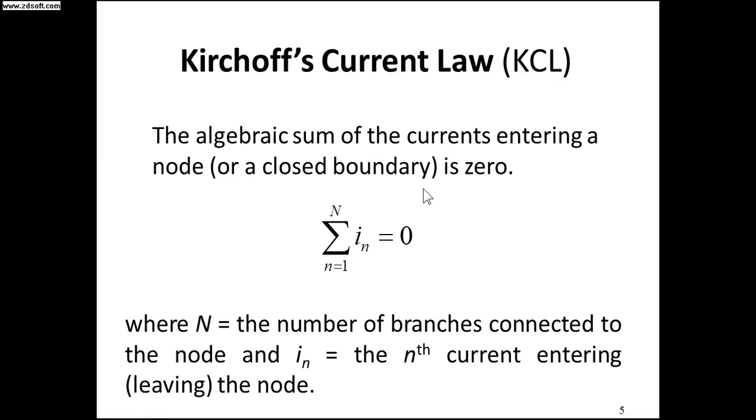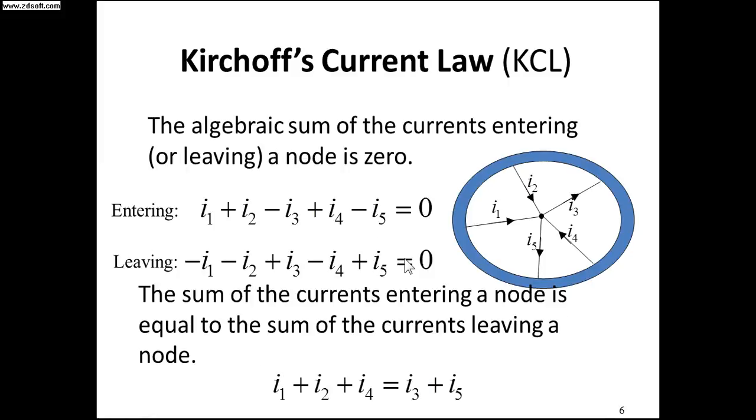In Kirchhoff's current law, the algebraic sum of the currents entering a node is equal to the currents leaving the node. So the sum of the currents at any node is equal to 0. You can write the expression for Kirchhoff's current law for the given circuit, where we have only one node. Currents I1, I2, I4 are entering, and I3 and I5 are leaving. So the sum of the incoming currents is equal to the sum of the outgoing currents.